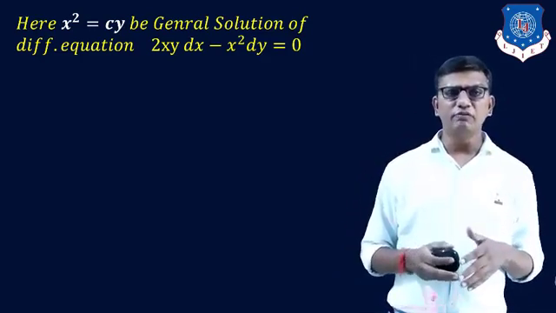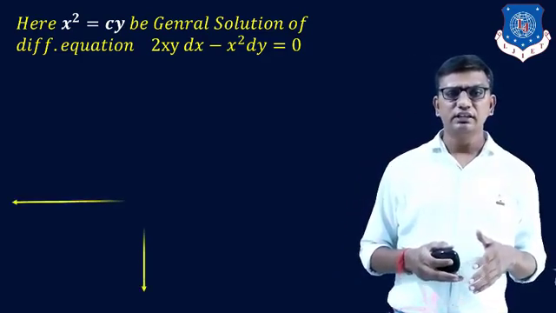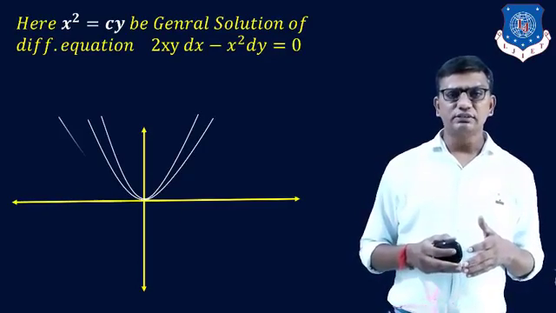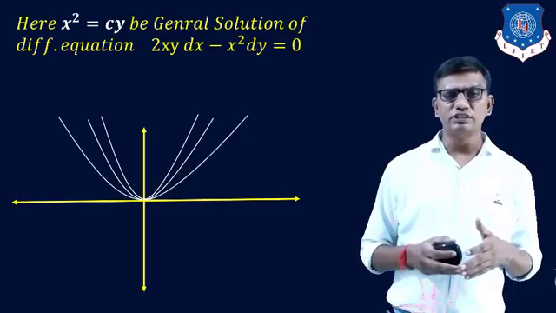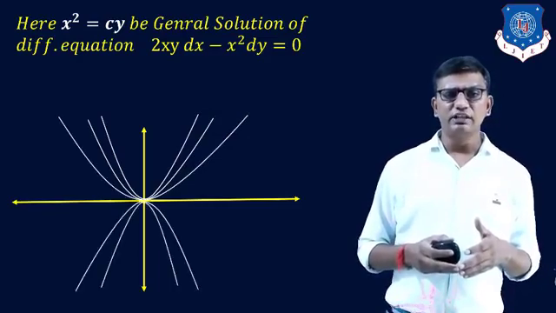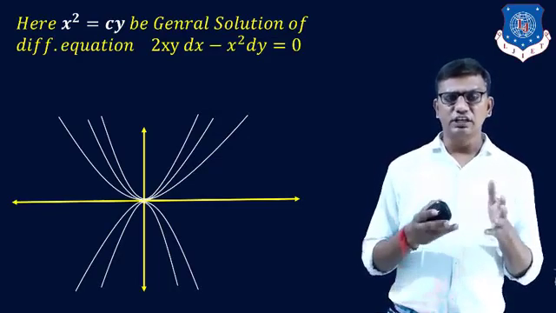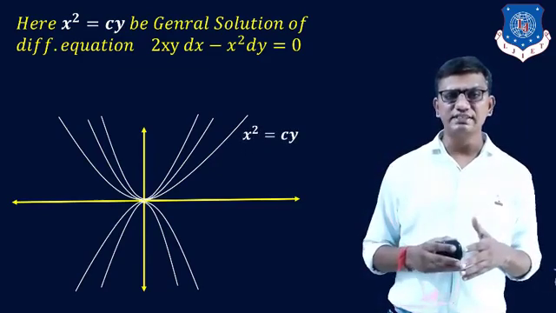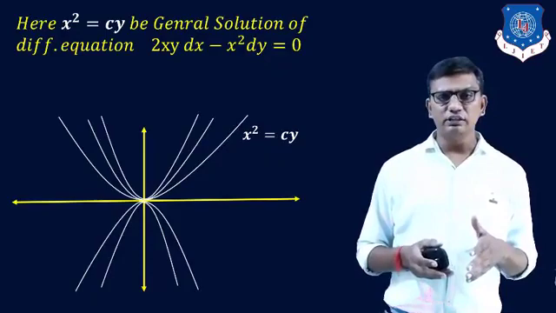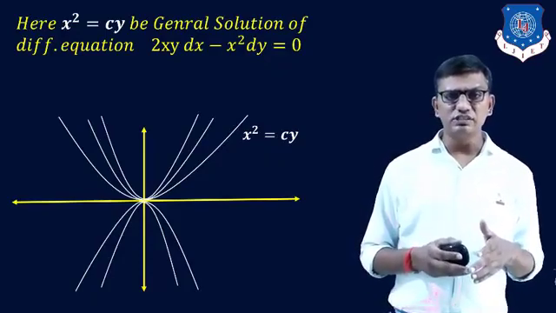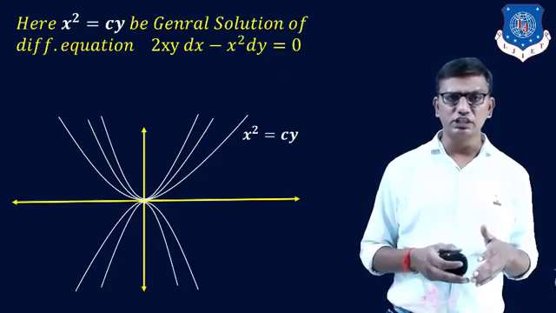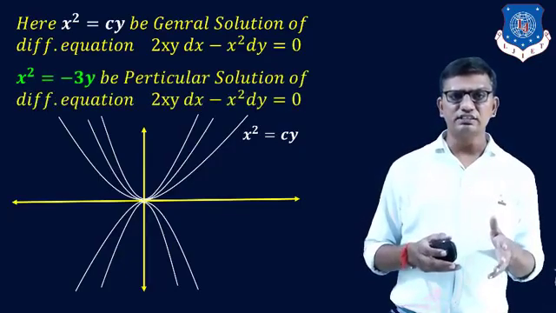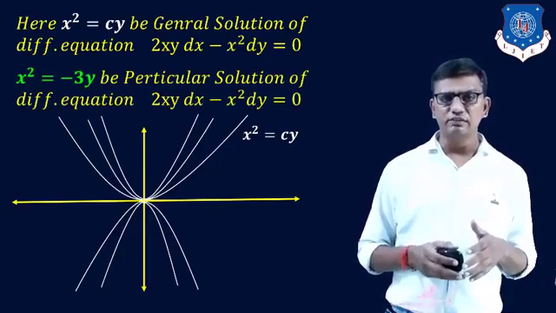So it is a family of some parabolas. Here we can see it. These are some parabolas symmetric to the y-axis and passing through the origin, and this is a family of parabolas. This is our general solution, x^2 = cy. Now, after putting the value of c, which is -3, according to our condition, we get the particular solution x^2 = -3y of our differential equation.